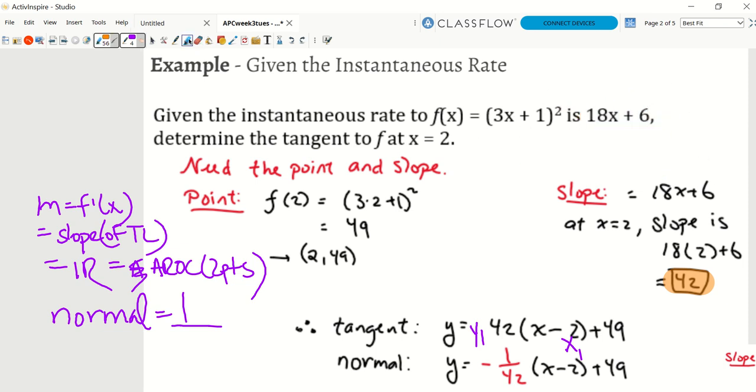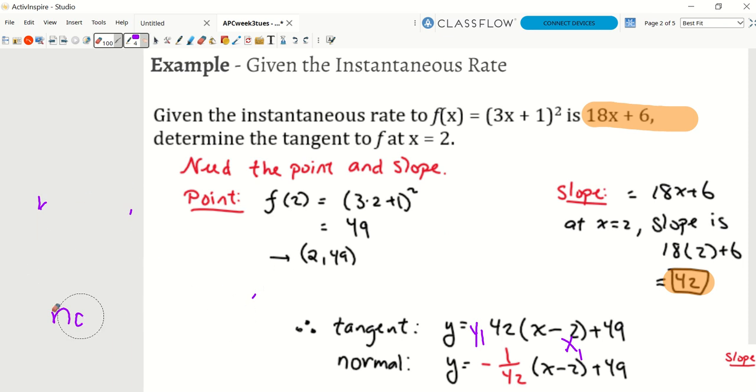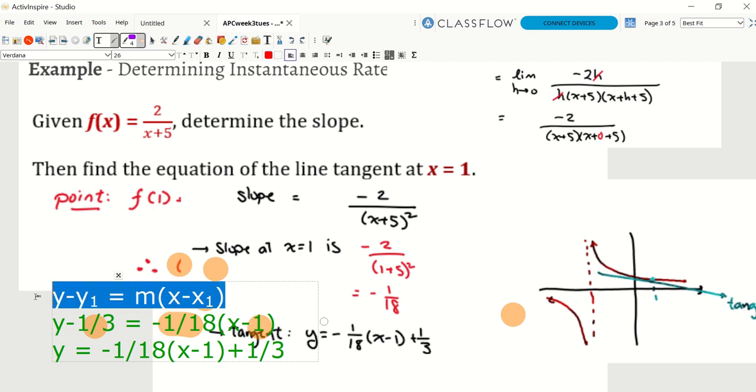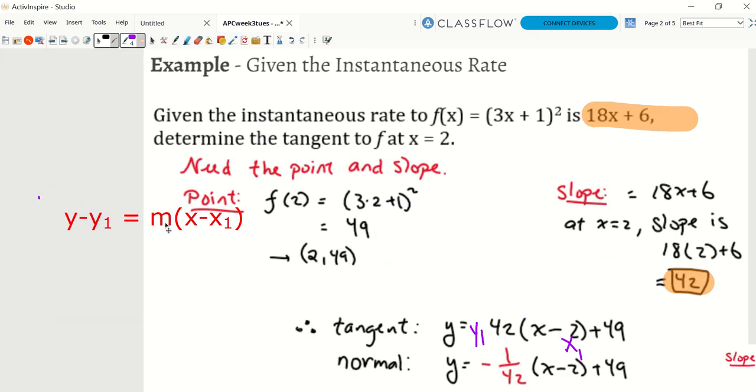And then, so you get the slope, which goes in right over here, okay? So the slope goes in for m right here. And then you plug in 2 into f of x to get 49, okay, the y coordinate. And this 49 goes here, your 2 goes here, and you just proceed as usual, okay? And then you just add y sub 1 to both sides and you get your final answer, which is right here, okay? Which is right there.